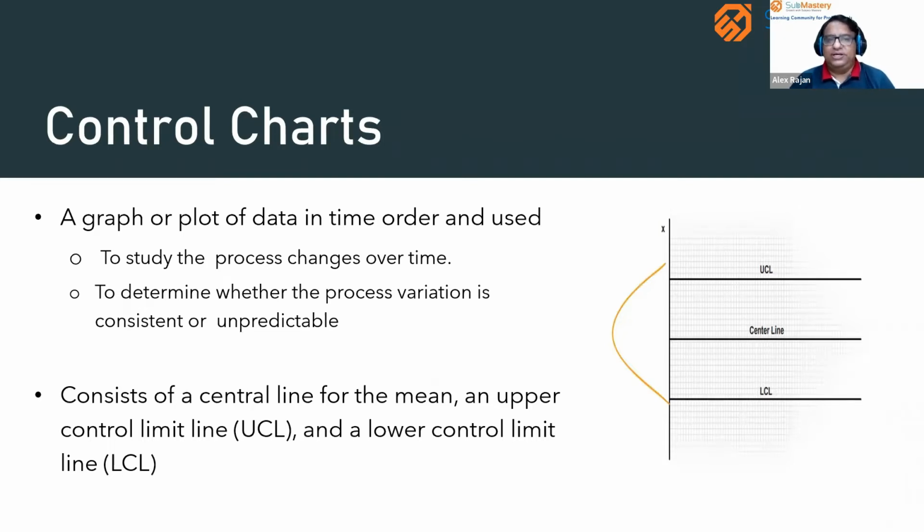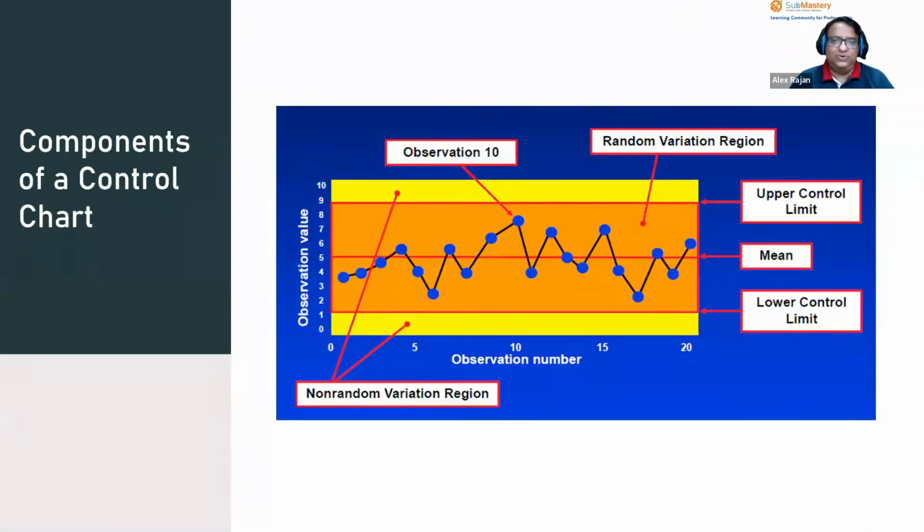So a graph is plotted over a time order to see the changes over time and see whether the process variation is consistent or unpredictable. A special cause variation can be easily identified by a control chart. So every control chart will have a central line, which is a mean value, an upper control limit, and a lower control limit.